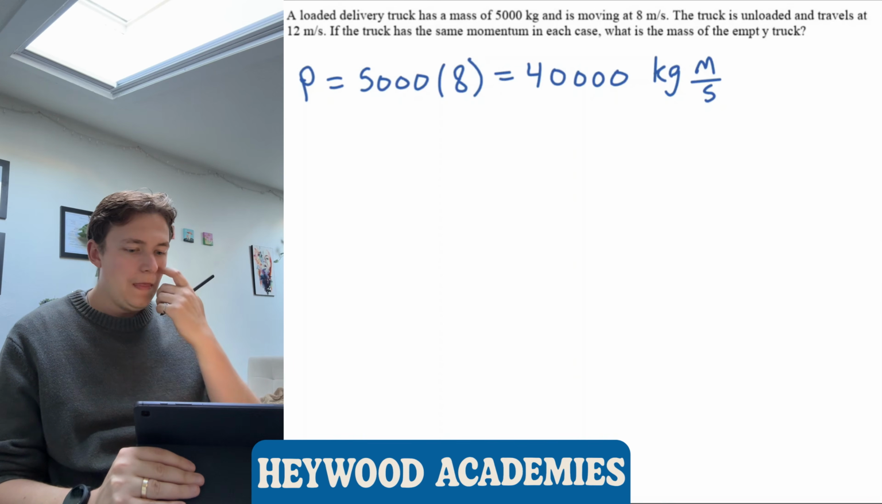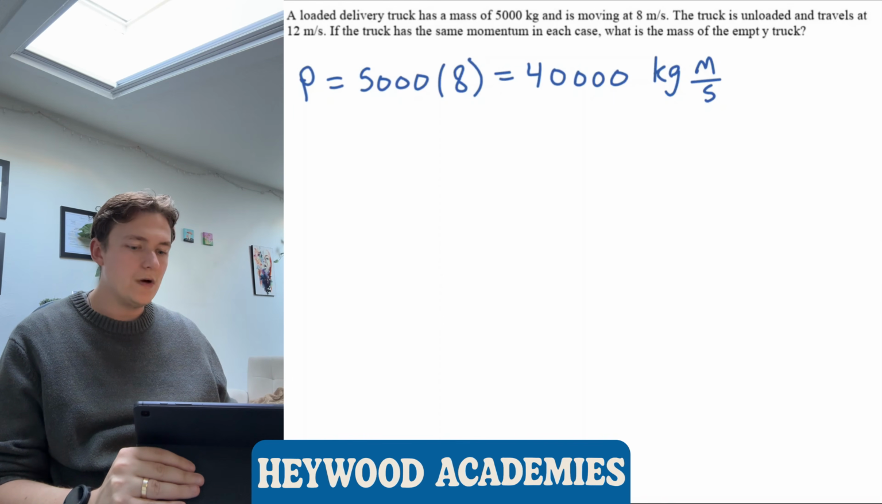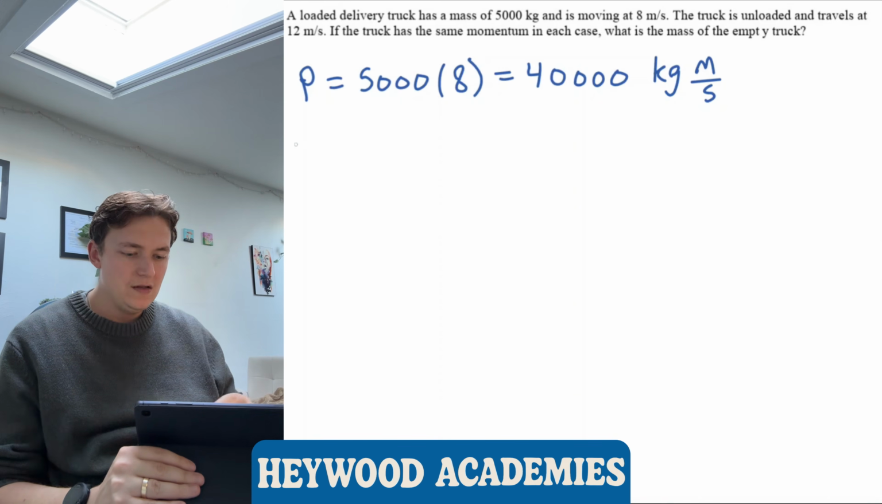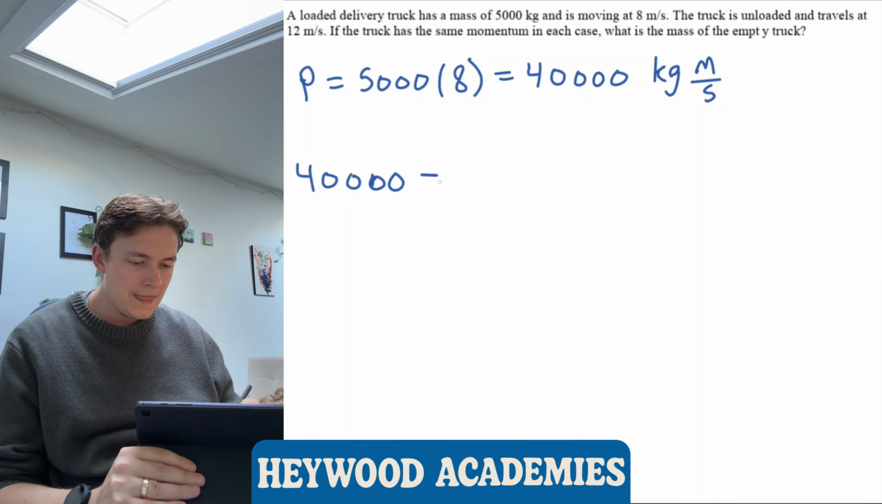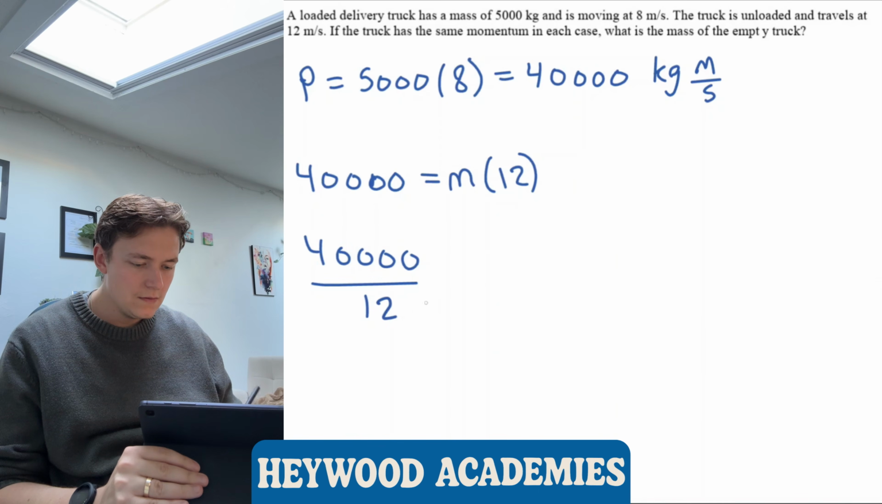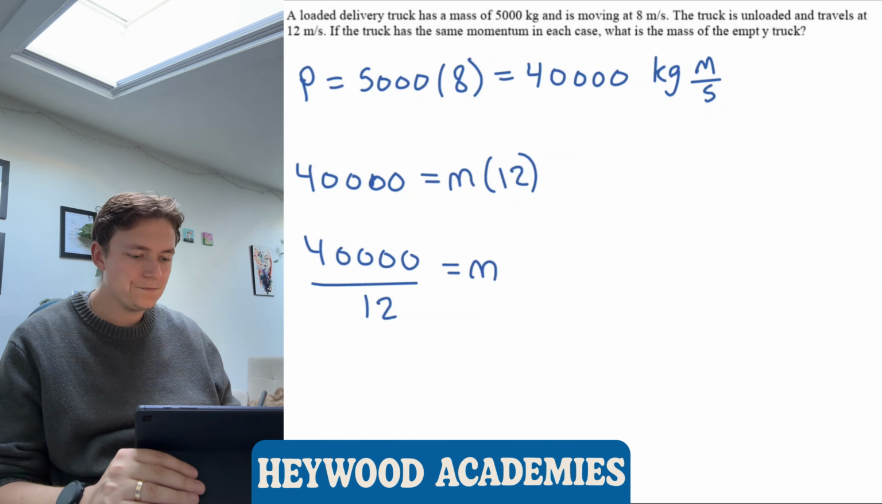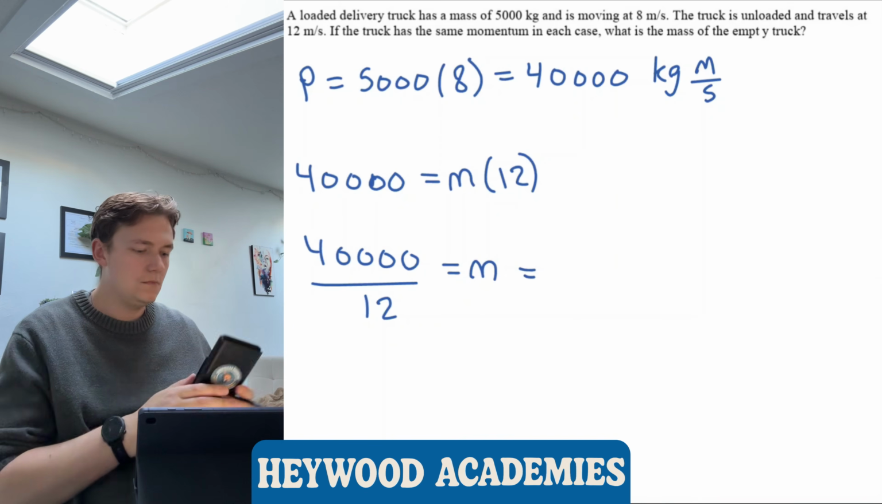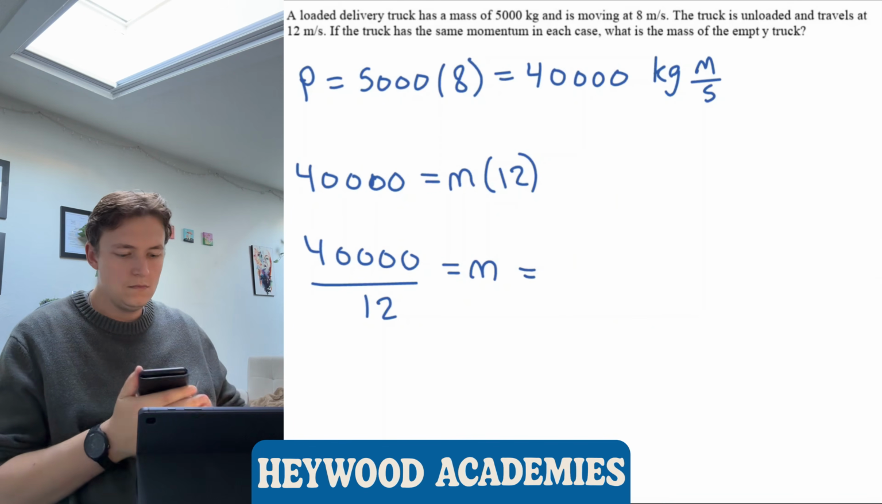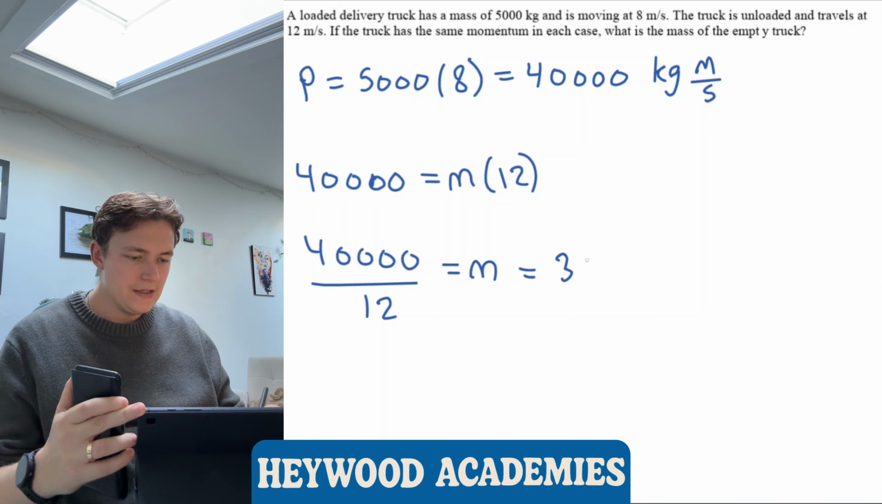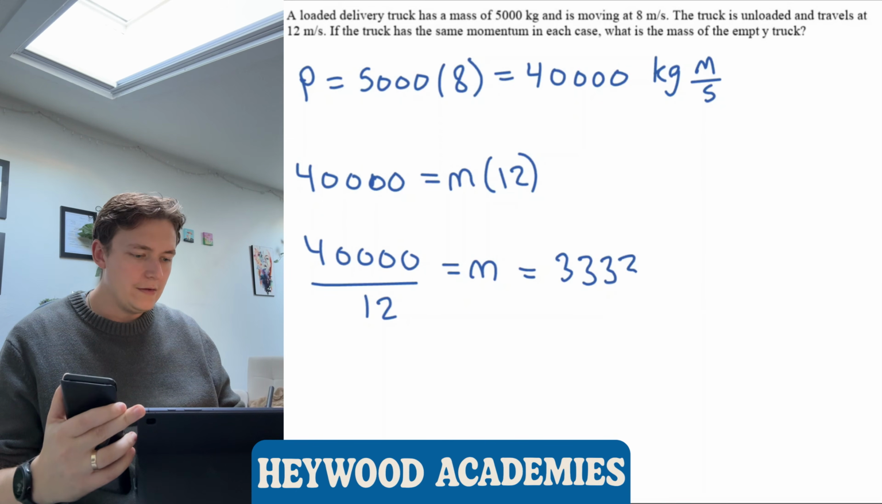Then the truck is now moving at 12 meters per second and has the same momentum. So now we've got the same momentum, 40,000 is equal to an unknown mass, but moving at 12 meters per second. So we've got to divide both sides by 12 to solve for the new mass of the empty truck. Okay, so that gives us 3,333 kilograms.